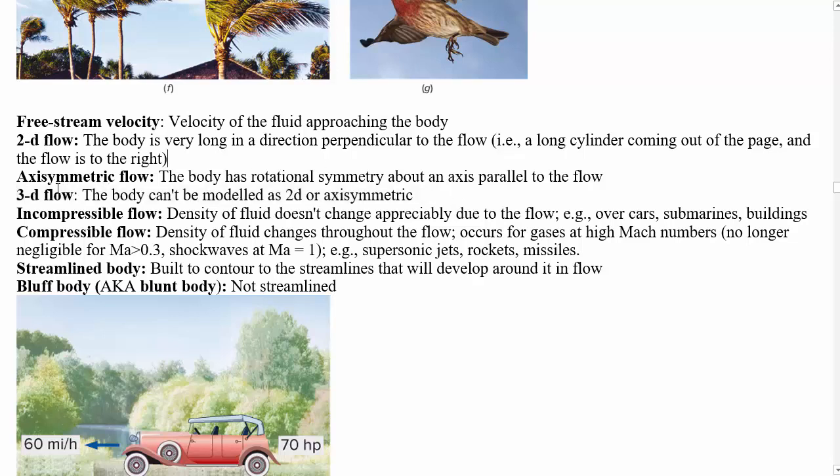Another thing that we can talk about rather than symmetry is compressibility. Incompressible flow means the density of the fluid doesn't change appreciably due to the flow itself. This would be true over cars, submarines, buildings, in contrast to compressible flow, where the density of the fluid changes throughout the flow. This happens in gases at high Mach numbers, no longer negligible around a Mach number greater than about 0.3. You actually get shock waves at Mach numbers of 1. So supersonic jets, rockets, missiles, that sort of thing.